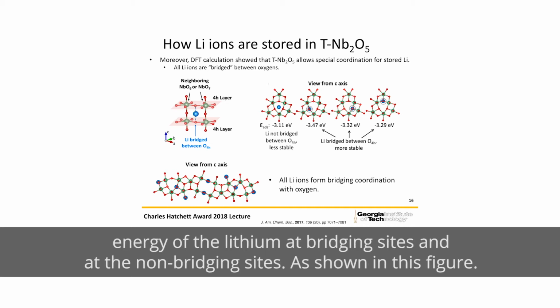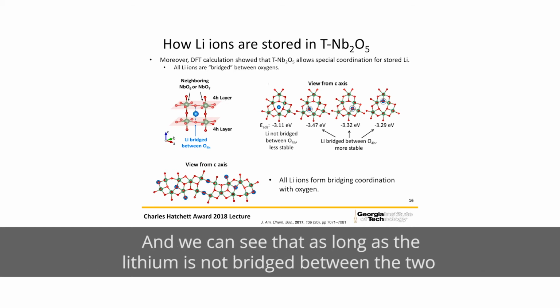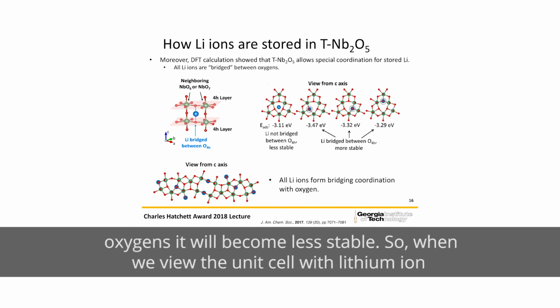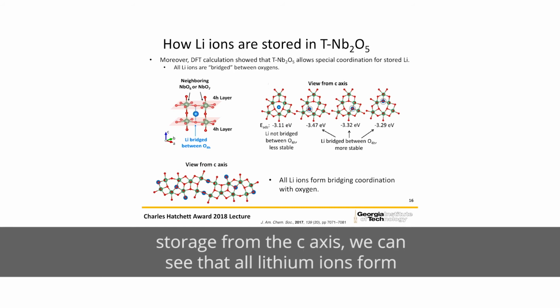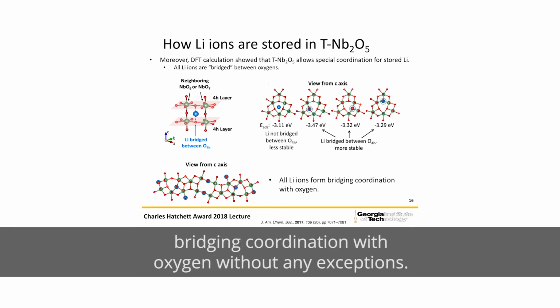bridging sites and a non-bridging site, as shown in this figure. And we can see that as long as the lithium is not bridged between the two oxygens, it will become less stable. So when we view the unit cell with lithium-ion storage from the C-axis, we can see that all lithium ions form bridging coordination with oxygen without any exceptions.